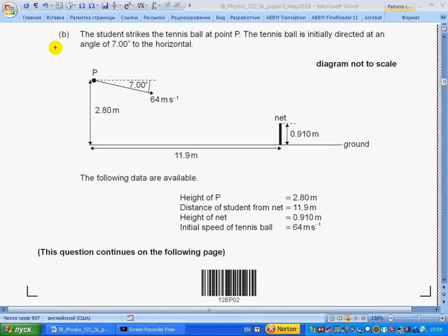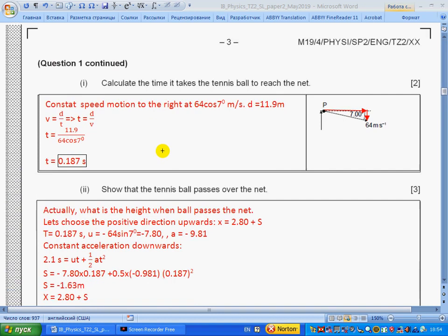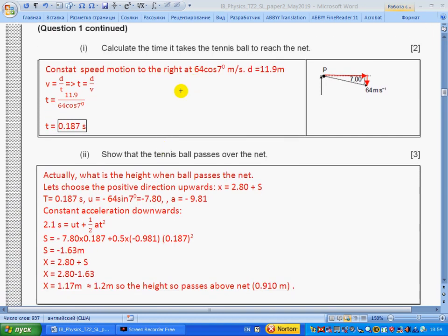B. The student strikes the tennis ball at point P. The tennis ball is initially directed at an angle of 7 degrees to the horizontal. The following data are available, and these data are also shown on the picture. Calculate the time it takes for the tennis ball to reach the net.